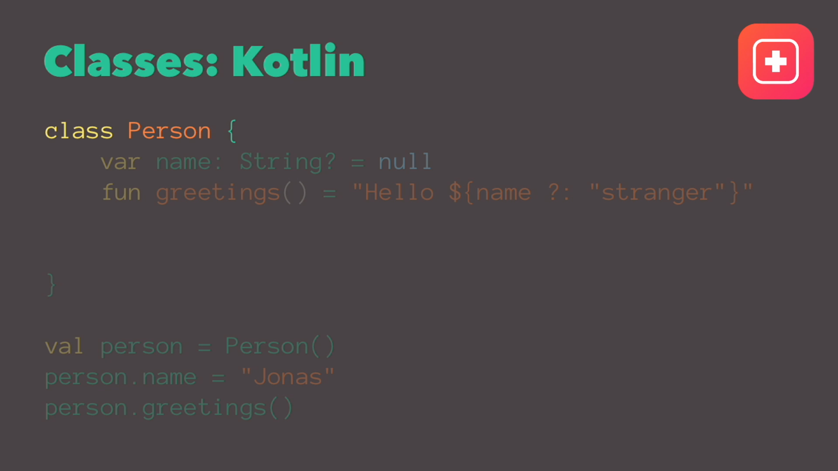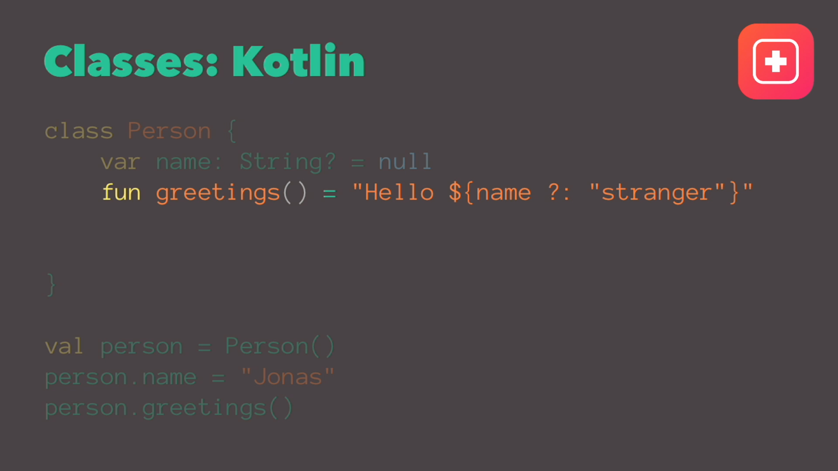Classes in Kotlin, it's the same keyword, class. Then we define a name, which is also an optional string. And here you can see something that you don't have in Swift, the equals null. In Kotlin, every variable has to be set. Even if it's optional, you have to set it to null in this example. You could also set it to something, to a string. And then we have the greetings method.